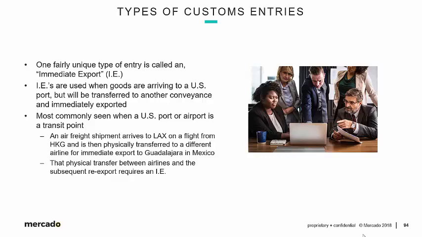There are other airports that have a lot of IEs by virtue of their geographic location and the number of inbound and outbound flights that they have. Conveyance is just another word for transportation. Transfer to another conveyance, in this instance, just means from the airline that brought the freight in from Hong Kong to LA, the physical transfer from the inbound airline to the outbound airline from LAX to Guadalajara. Those goods are physically in the country. They've not cleared through customs. They haven't entered into the commerce of the U.S. That whole exercise, as we see in our last sub-bullet point, requires an IE.